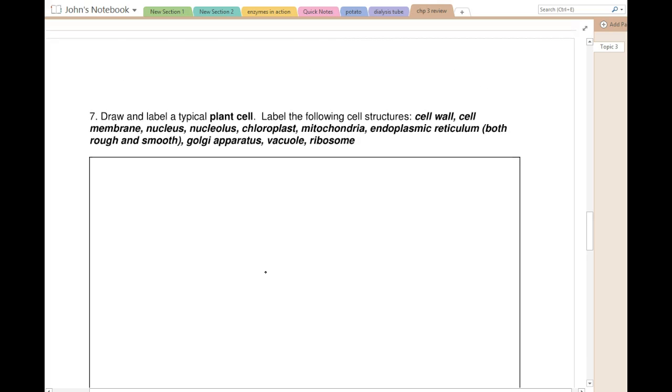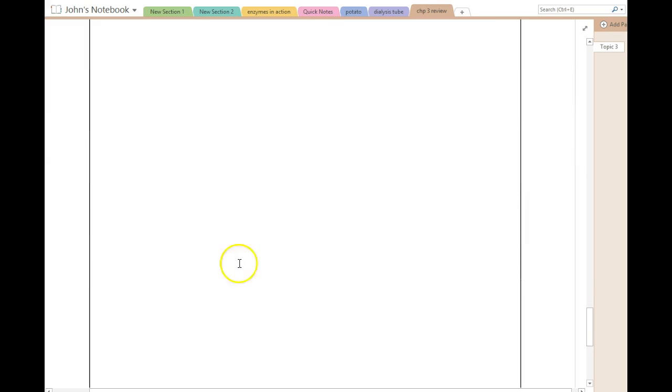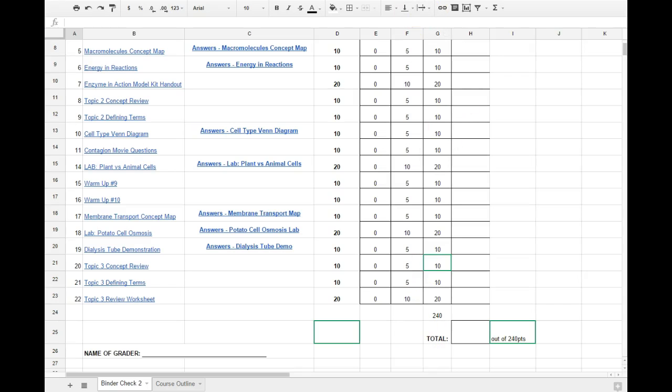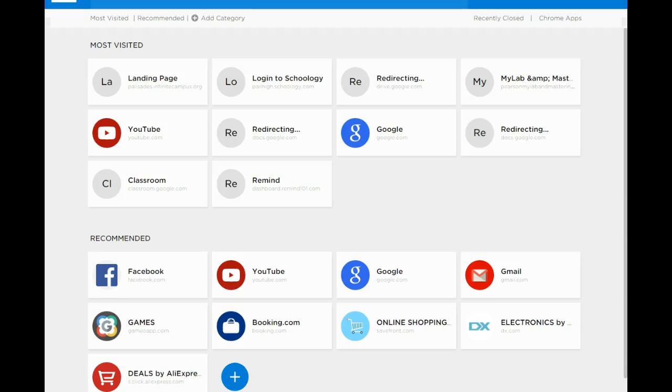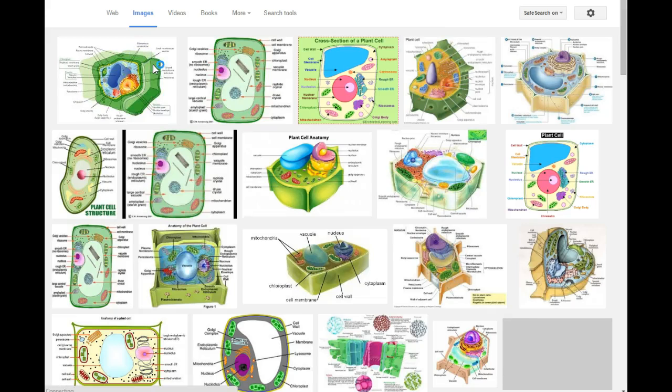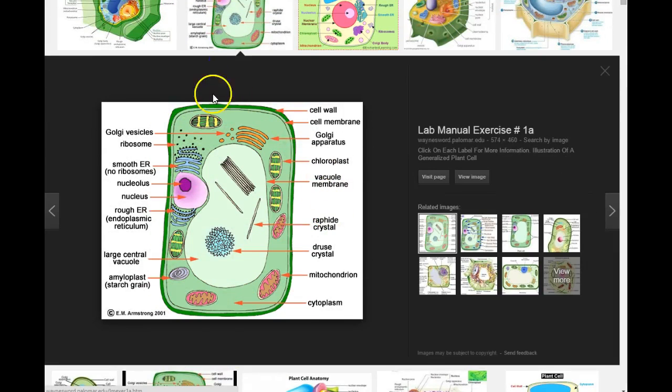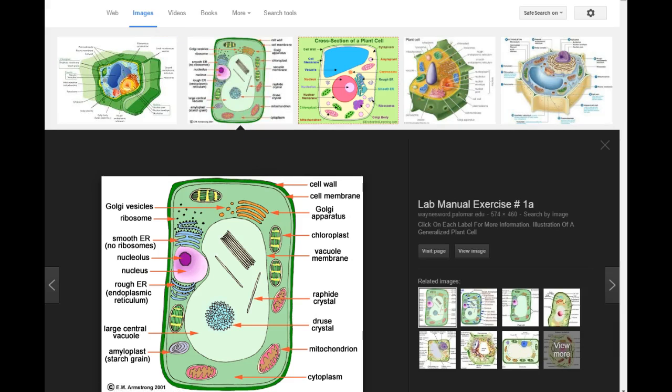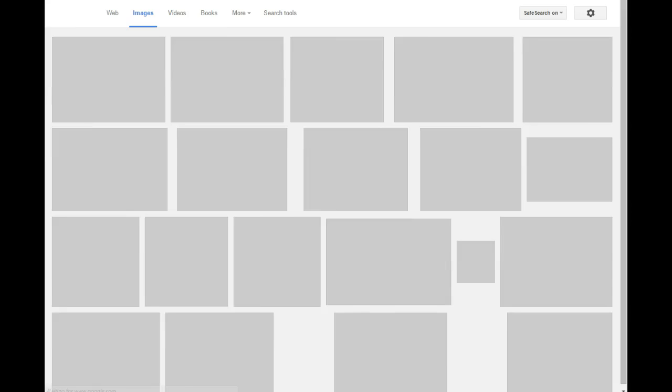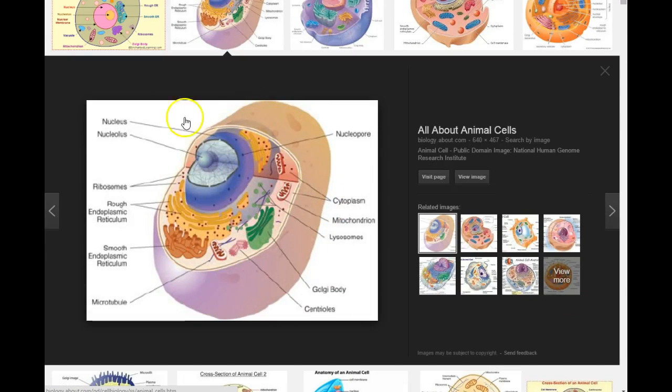So if I'm going to draw a typical plant cell that has all those structures and a typical animal cell, the best bet is to Google plant cell and find a good old-fashioned image of a plant cell. There you go. And look at all those structures, right? And then find a good old-fashioned animal cell. Same thing. Bam. And then draw all those structures. Notice the animal cell doesn't have a chloroplast. It doesn't have a central vacuole. It doesn't have a cell wall. Okay?